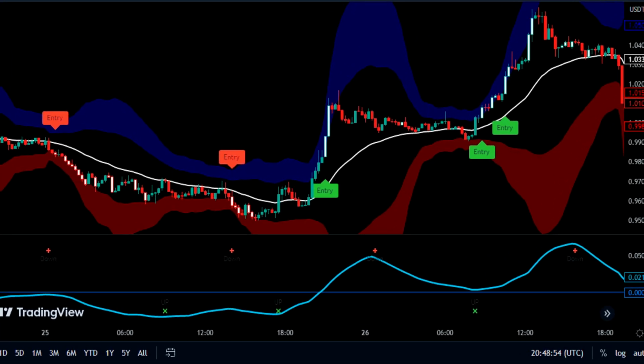The first condition for taking a buy position is that the IKH indicator gives a buy signal and at the same time the Kaufman indicator is above the zero line.